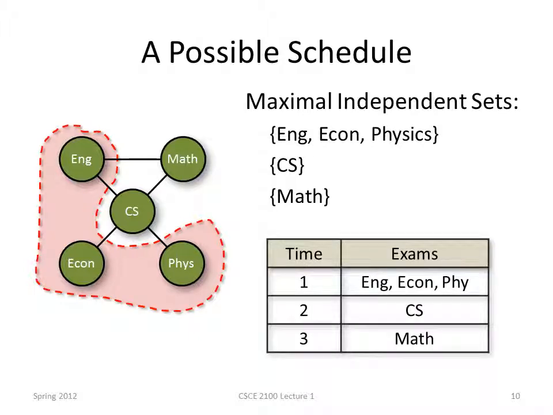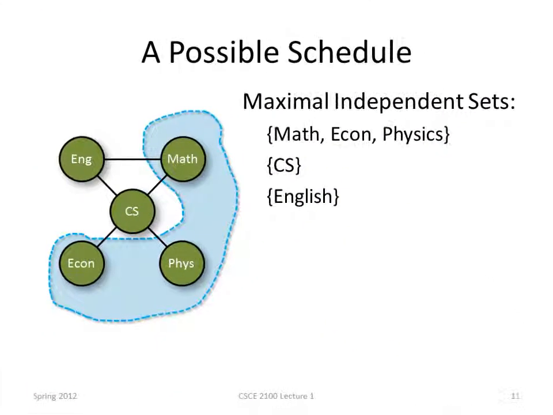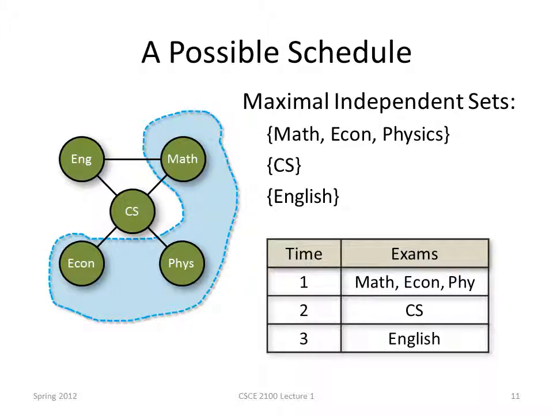So we send this list off to the administration. There's another possible schedule. Notice also that math, physics, and economics form an independent set. So we could schedule math, economics, and physics together, and then computer science and English separately. Not at the same time, of course, because they have an edge between them, and we'll get this schedule then. 3 time slots still.